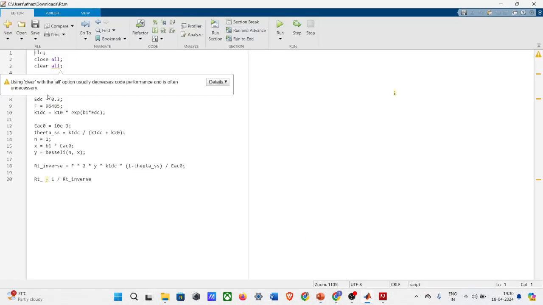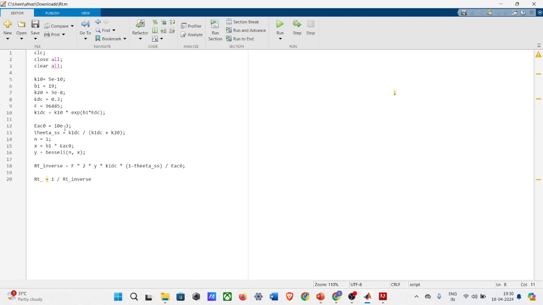So I have done that in MATLAB. K1 naught value is 5 into 10 to the power minus 10. B1 is 19 volt inverse. K2 naught is 5 into 10 to the power minus 8. EDC is 0.3 volt, which is given. F is 96,485. K1 DC is K1 naught into exponential of B1 EDC.